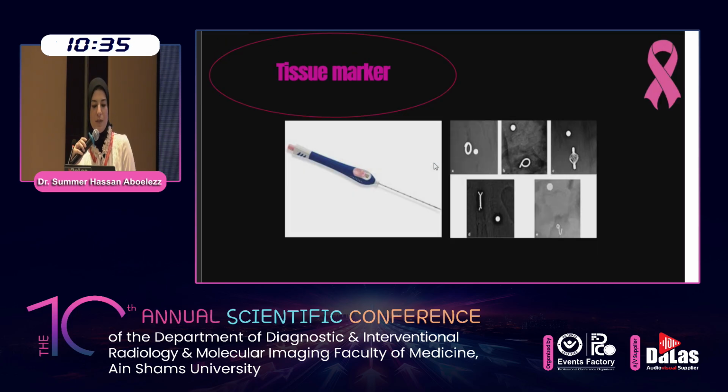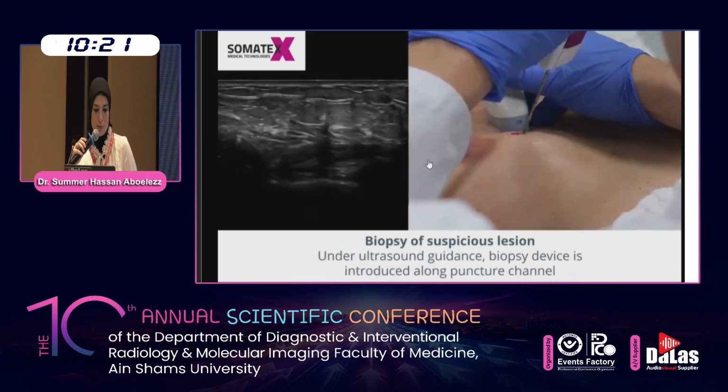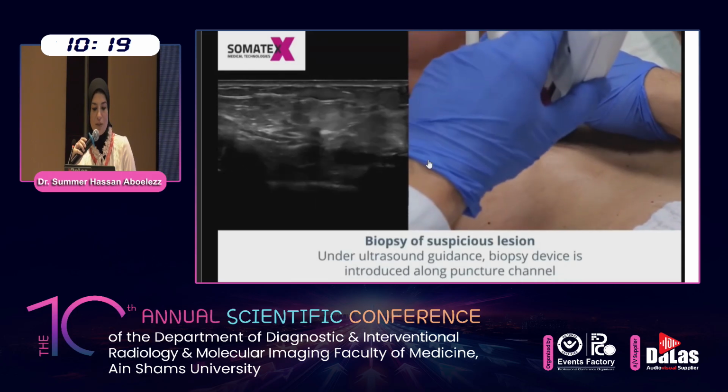The other type is the tissue marker, which usually has surrounding material, either collagen, polylactic acid, polyglycolic acid or hydrogel, applied simply by firing a button while retracting the needle. This is a short video about the application of the tissue marker.